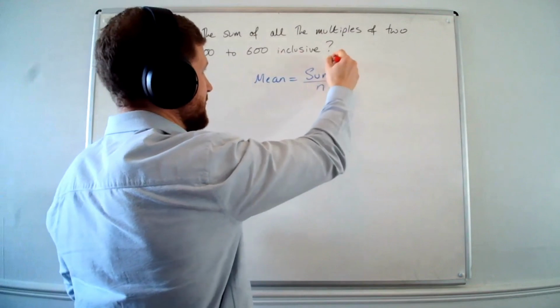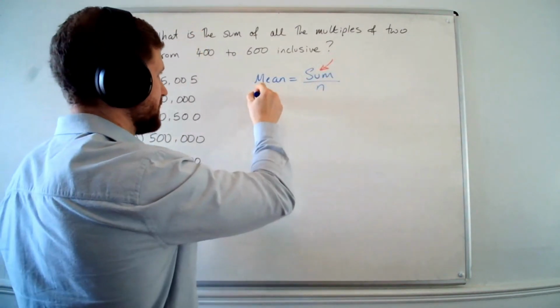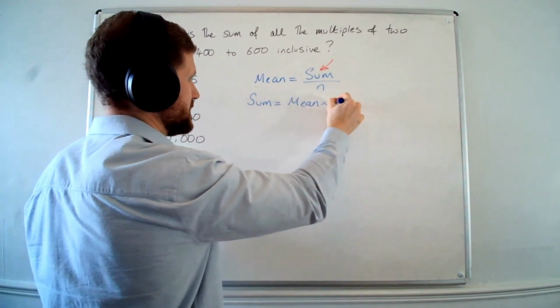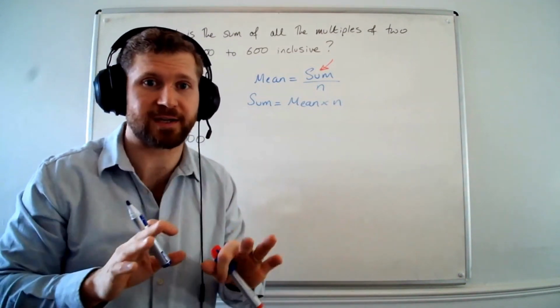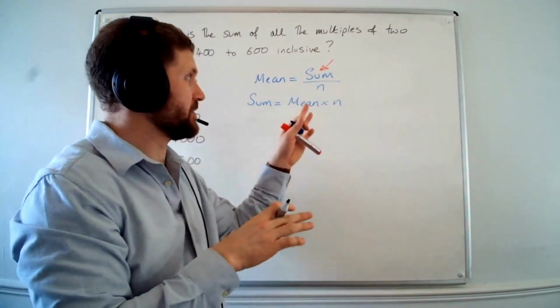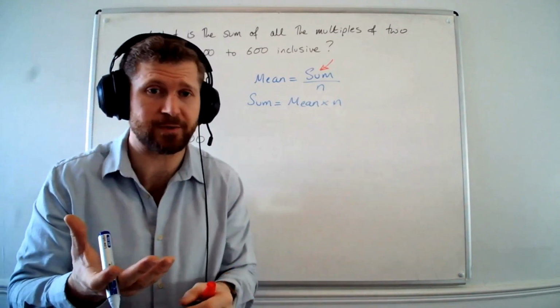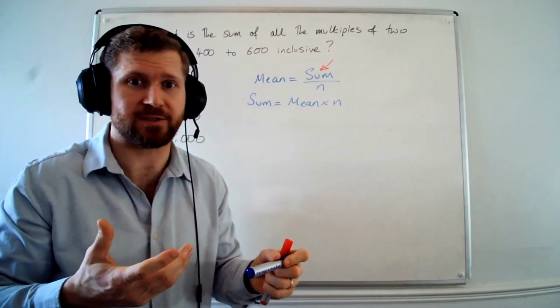I don't want the mean, I want the sum. So if I rearrange that formula, I could say that the sum is the mean times the number of numbers. And all we need to do is go and find those two, and thankfully there's some nice ways of doing that. If I find the mean, I find the number of numbers, I multiply those two together. Thankfully on the GRE we've got a calculator to help us there. Find the number of numbers, that'll get us to the answer.